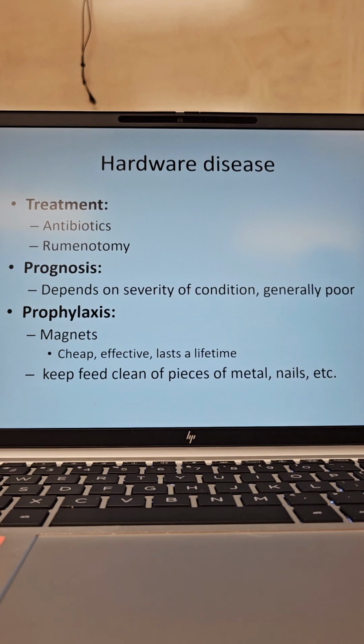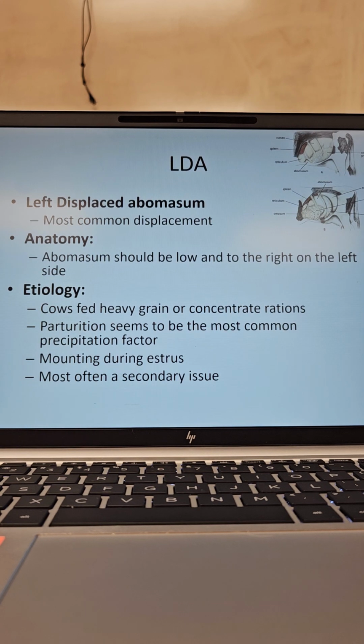To treat hardware disease, you're going to have to do surgery. You're going to give them antibiotics because they have an infection. Prognosis depends on the severity of the condition. It's generally pretty poor, and it's an expensive treatment. We're probably going to cull those animals. Magnets are very cheap. They're very effective. It lasts a lifetime. It keeps pieces of metal and nails stuck to that and keeps the rumen and the chest free of those.